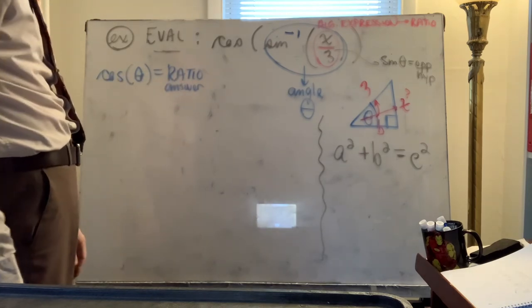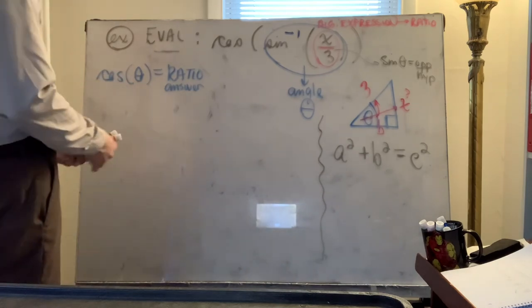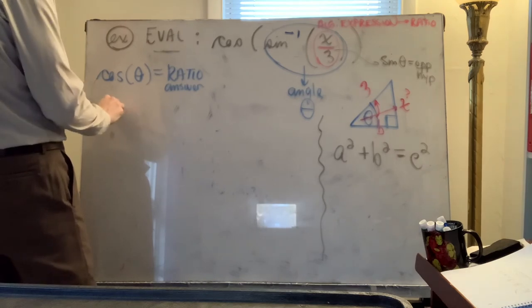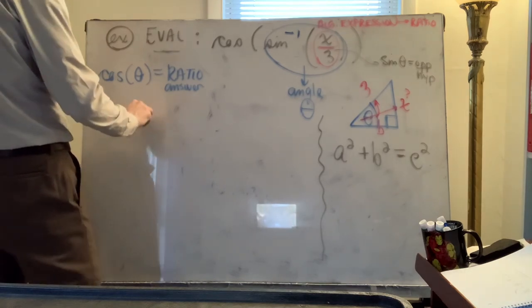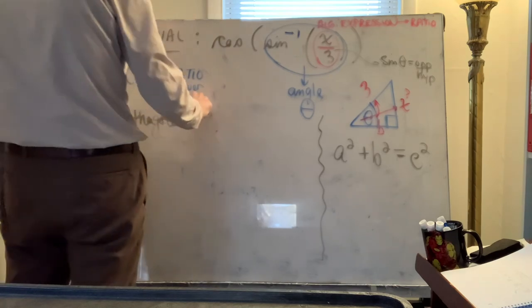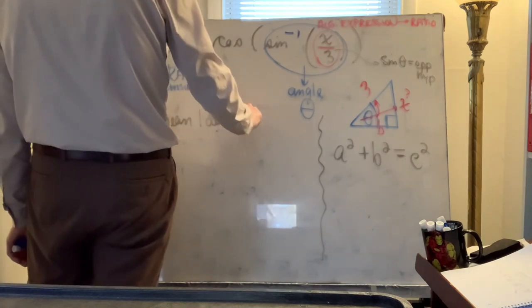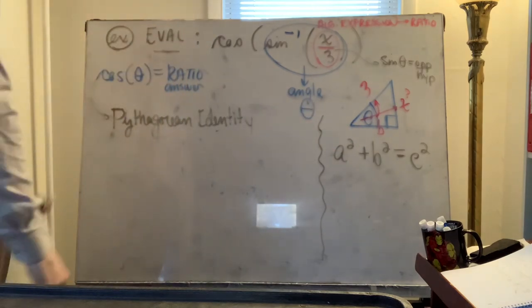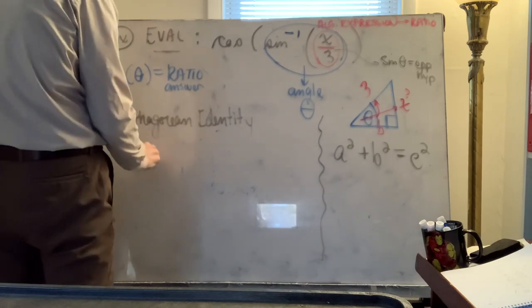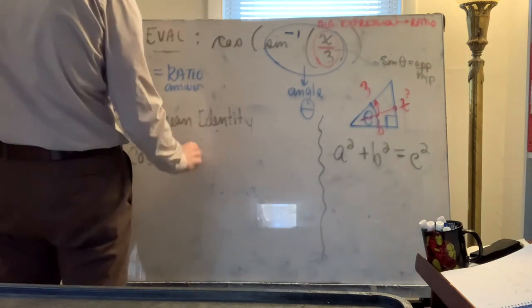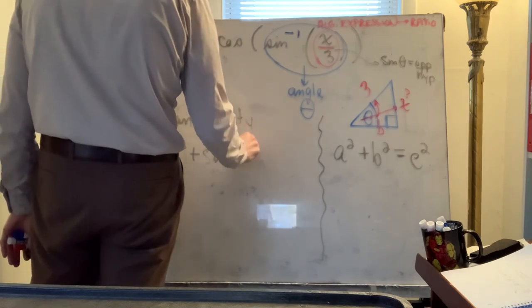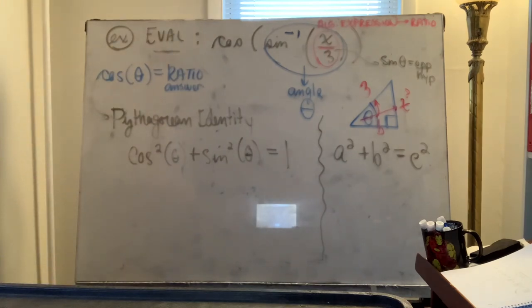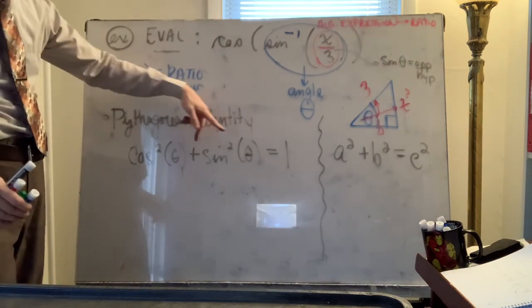The cosine of theta, in theory, can be taken from the Pythagorean identity, which is just a derived version of the Pythagorean theorem using cosine and sine. You may remember that it is this: the cosine squared of the angle plus sine squared of the angle is equal to 1, the way that it works out. We would have to rearrange this algebraically first.